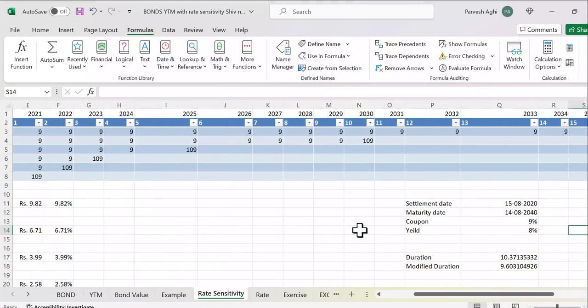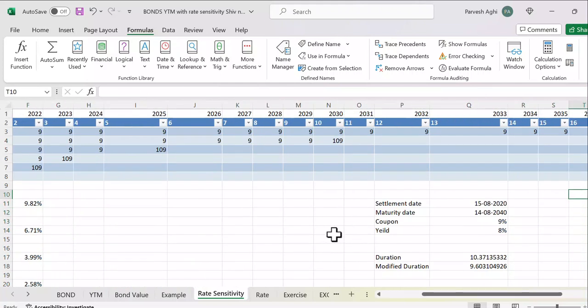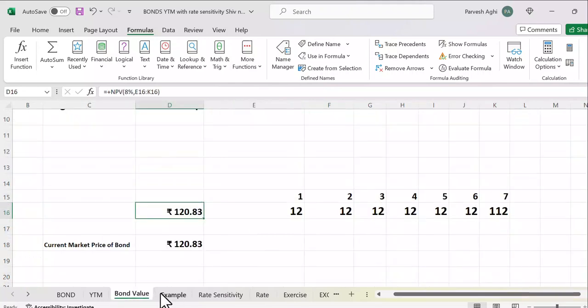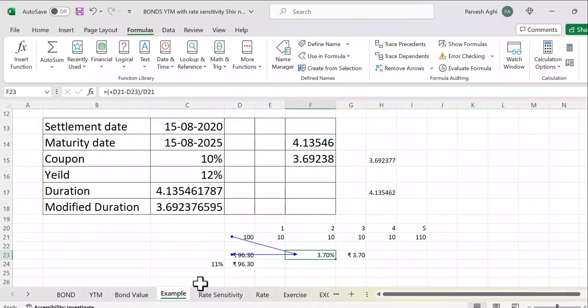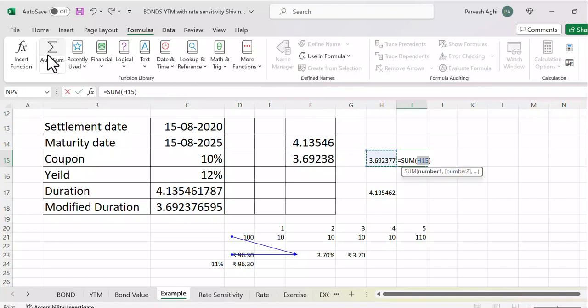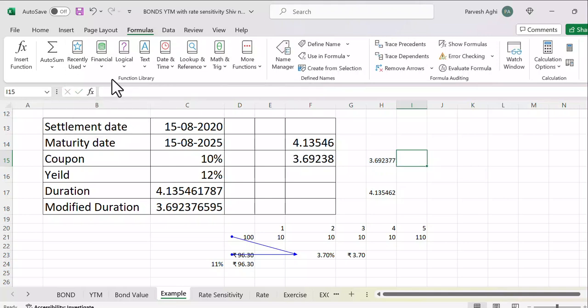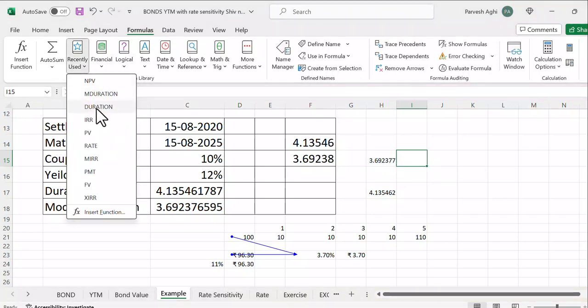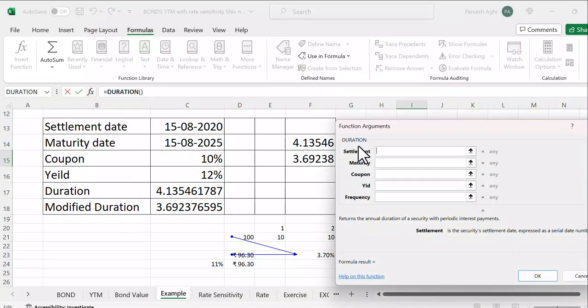भाई ये देखो ना, हमने जो फॉर्मूला लगाया था यहाँ पर. When we calculate the formula for duration, what you're saying is settlement, maturity, coupon and frequency. So there is no mention of any face value. Face value ko koi lena dena nahi hai is formula mein. At the back end it is calculating that.